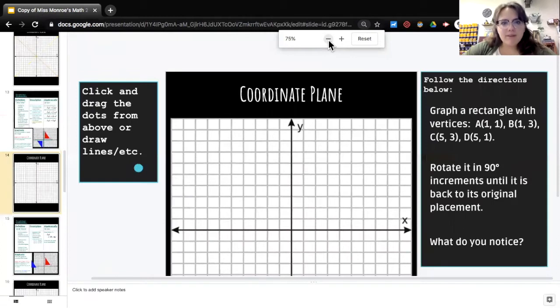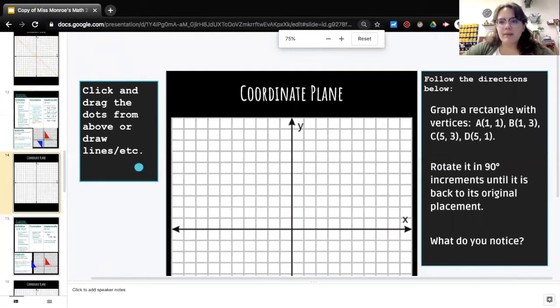Yeah. So here we have our coordinate plane, and it tells us to follow the directions below. Graph a rectangle with vertices 1, 1, 1, 3, 5, 3, and 5, 1. Then rotate it in 90-degree increments until it's back to its original placement.